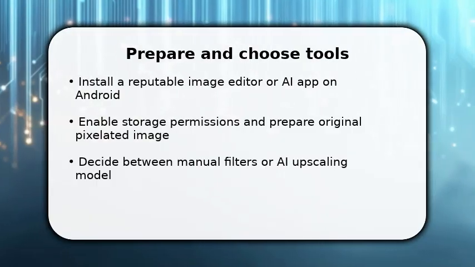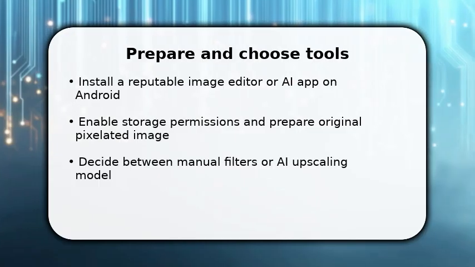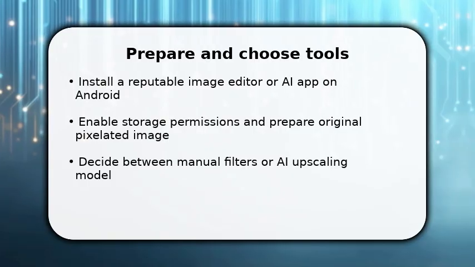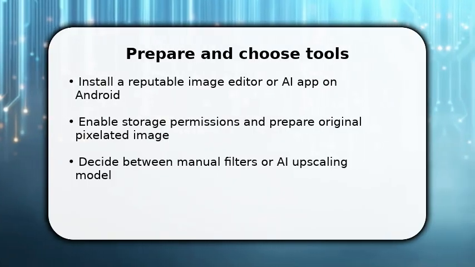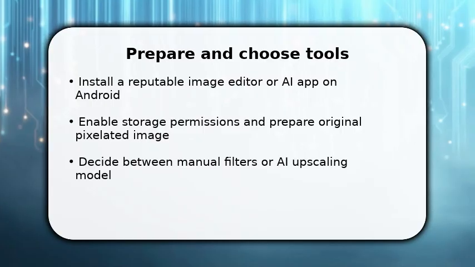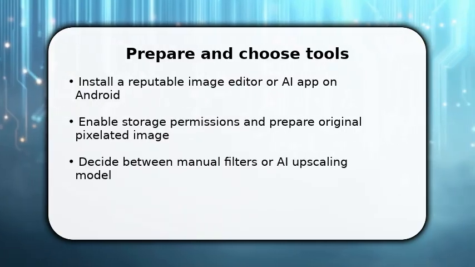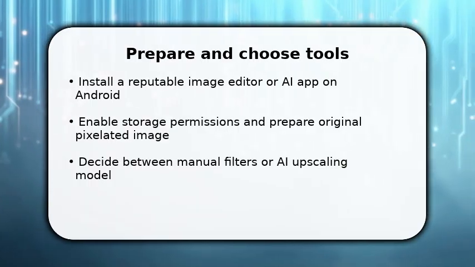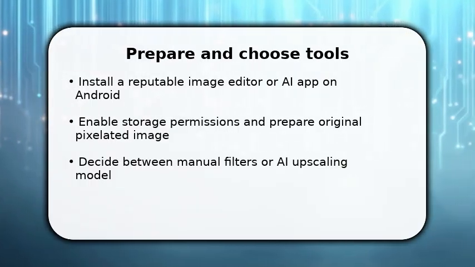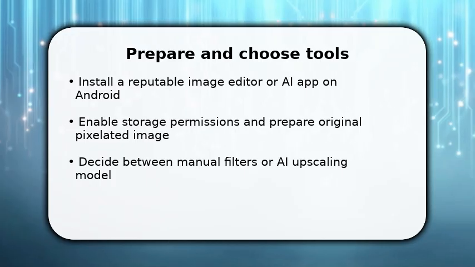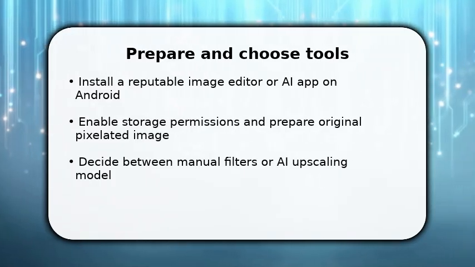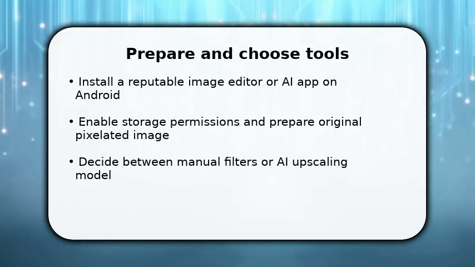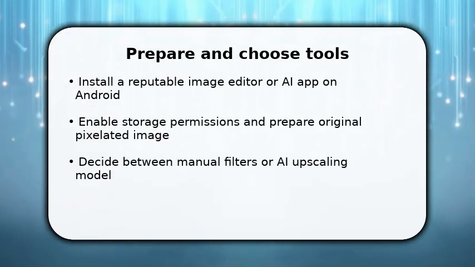You start by installing a capable Android app that can upscale or retouch images, an AI upscaler or a full-featured editor. Once done, grant storage and camera permissions so you can load files quickly. You should also back up the original image before edits. Make sure to compare manual filtering versus AI models, because AI often reconstructs detail while manual methods rely on sharpening and smoothing. Now open your image and move to the next step.